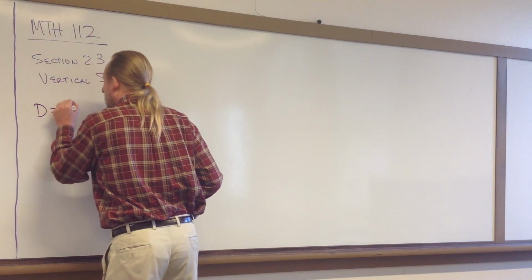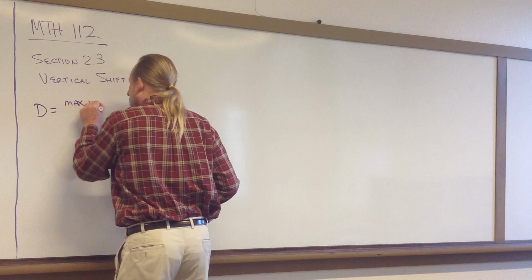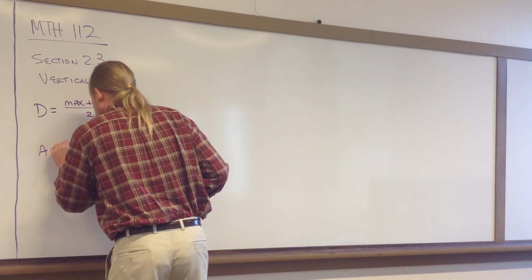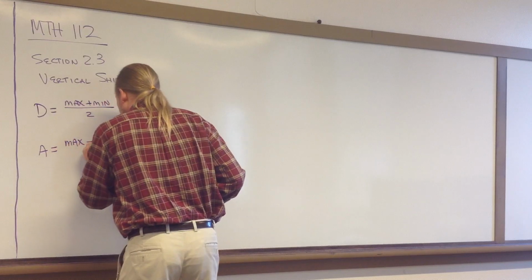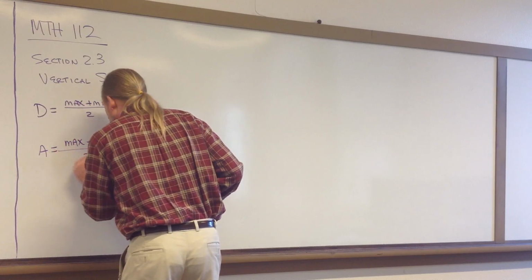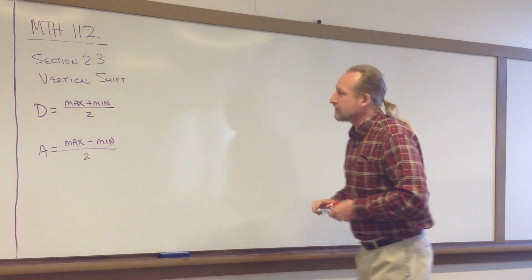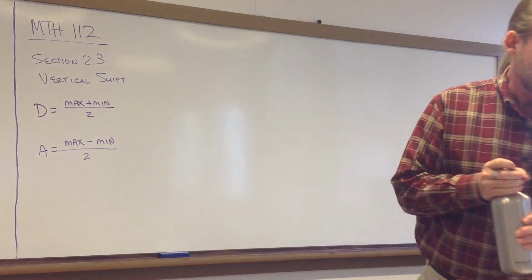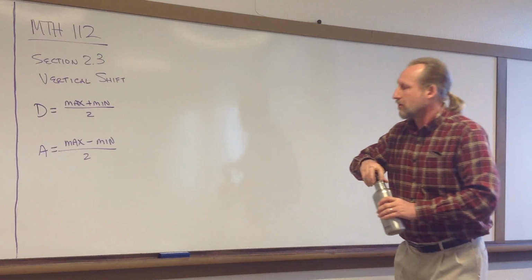D is the average of the max and the min. A is the distance between the max and the min divided by 2, or half the distance between the maximum and minimum values. Okay.